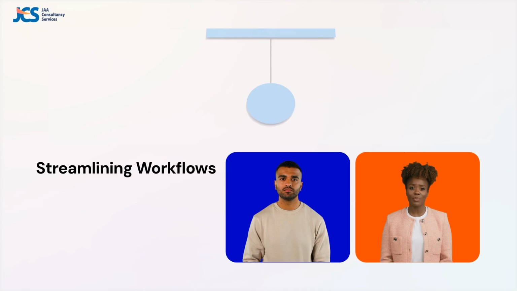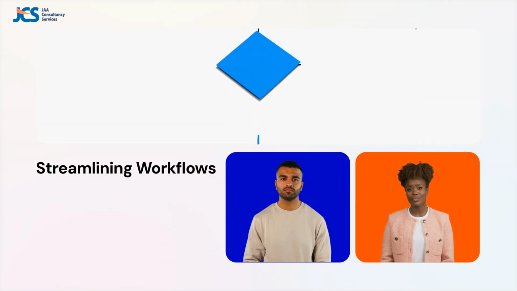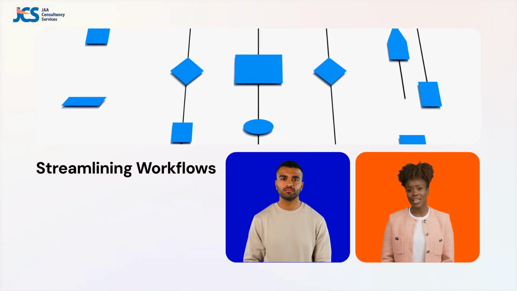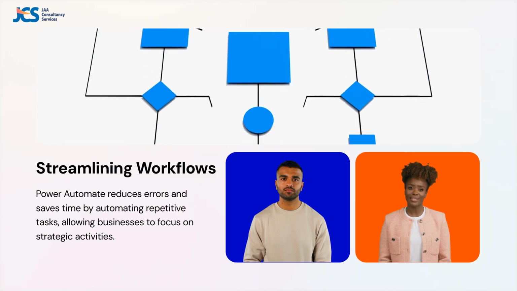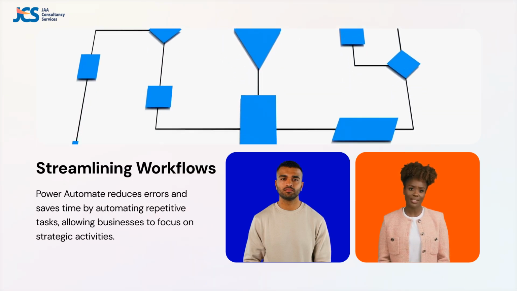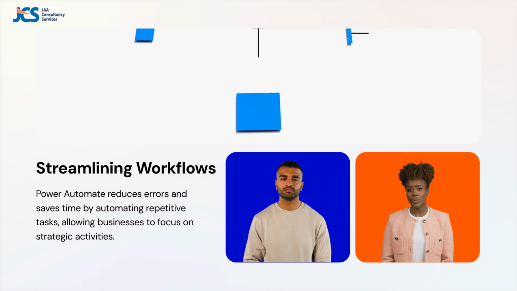Power Automate streamlines workflows by automating repetitive tasks like approvals and notifications. This reduces errors and saves time, allowing businesses to focus on more strategic activities and ensuring timely follow-up on important tasks.